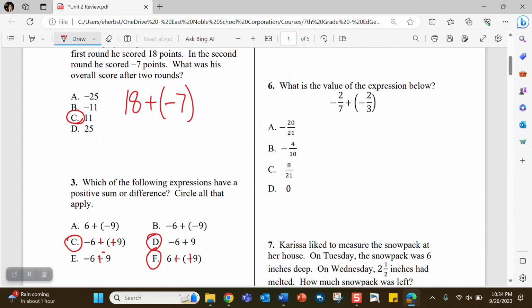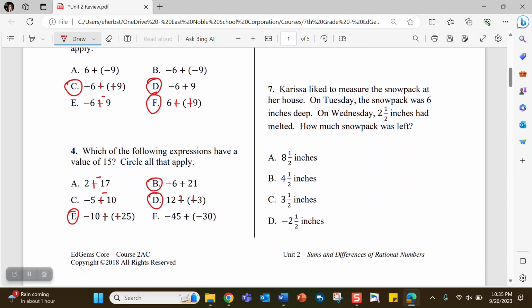Number 6, we are adding two negative fractions, so we need to get a common denominator. Make sure that you don't lose your negative sign. 7 and 3 have a common denominator of 21. So I multiply by 3 here, -6 on top, multiply by 7 here, -14 on top. -6 plus -14, those are both negative, so I'm going to add them together and get -20 over 21, or letter A.